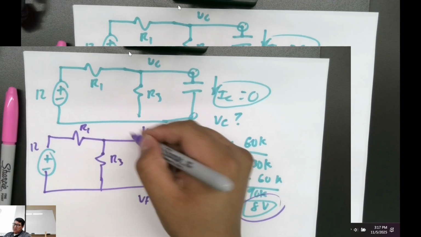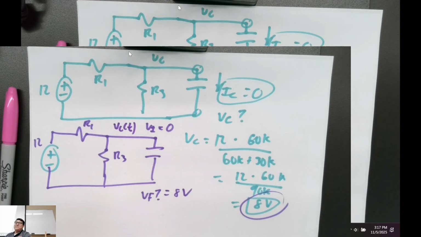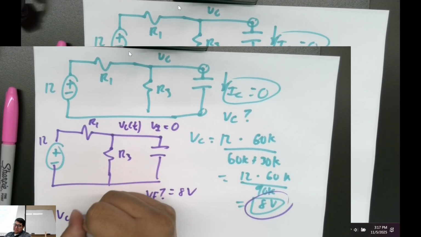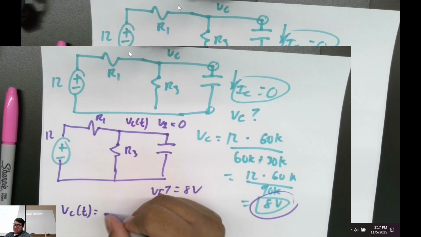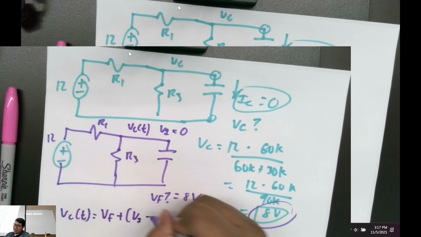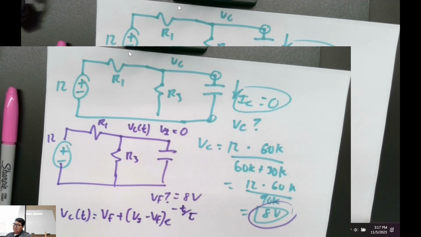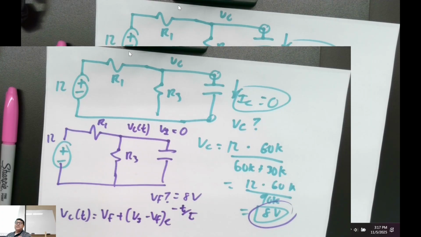So how do I want to describe the voltage right here, VC of T? VC of T is equal to V final plus V initial minus V final times e to the minus T over tau. Is that good?